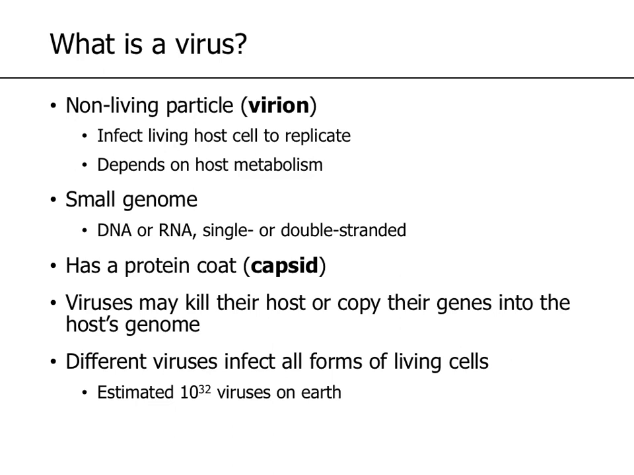They typically have small genomes, which can be made up of DNA or RNA, and can be either single-stranded or double-stranded in both DNA and RNA. We'll talk a lot about that later. They have a protein coat, called a capsid, to protect the genome. We'll talk about this a little bit in examples, but viruses can either just infect their host, use the host to make more copies of itself, then kill the host and go on and infect another host cell, or they can copy their genes into the host genome. And like I mentioned, there are viruses that infect all forms of living cells, and there are something like 10 to the 32 viruses on Earth.